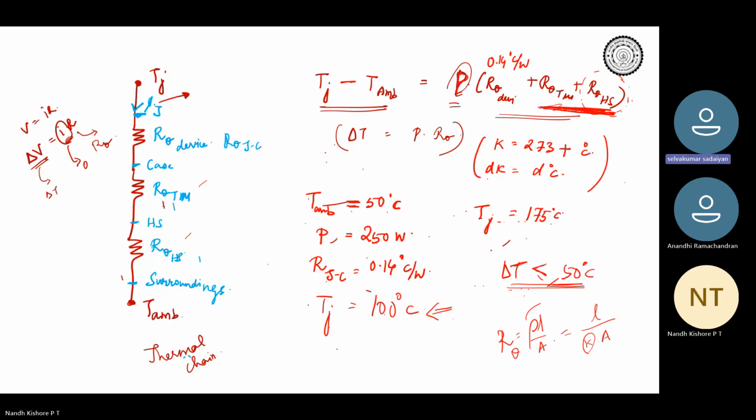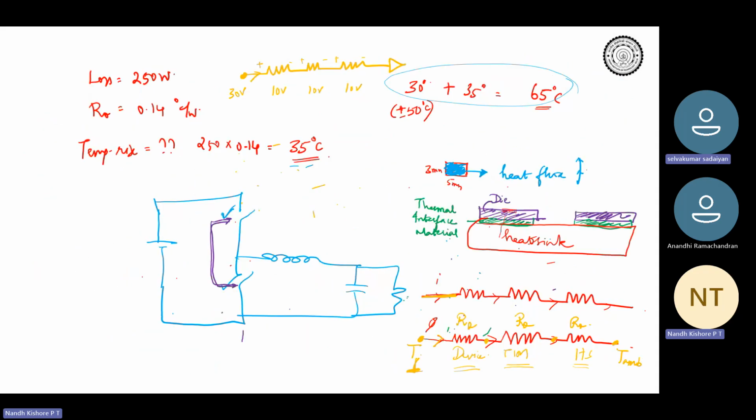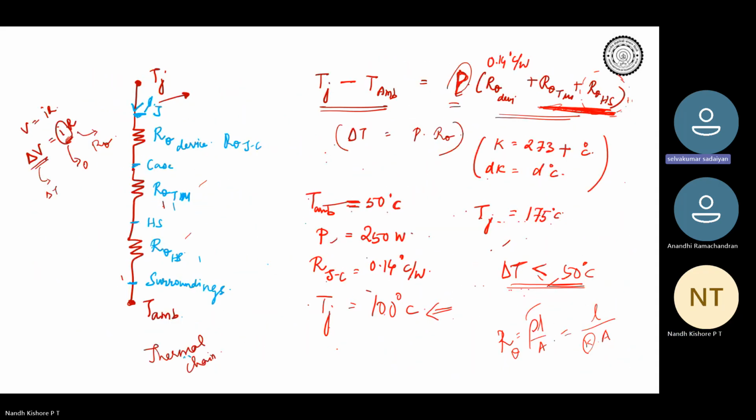My clarification was only that the 35 degrees is what is needed to pass, spread out or transfer the heat from the junction to ambient. That is the minimum level. Correct.